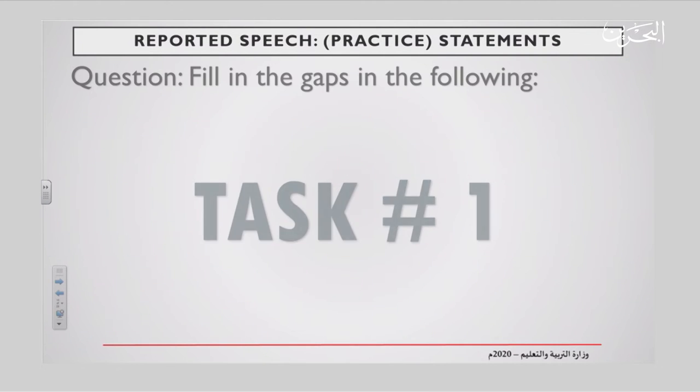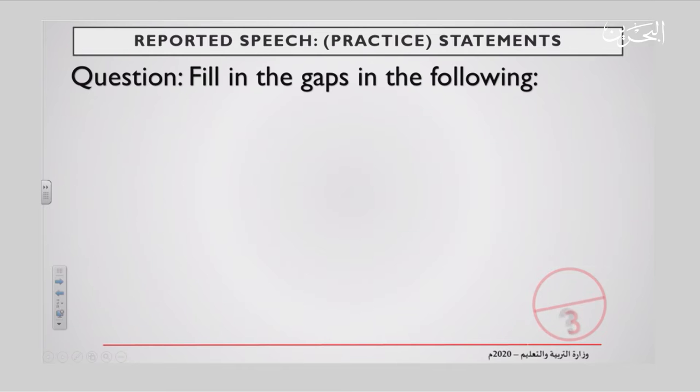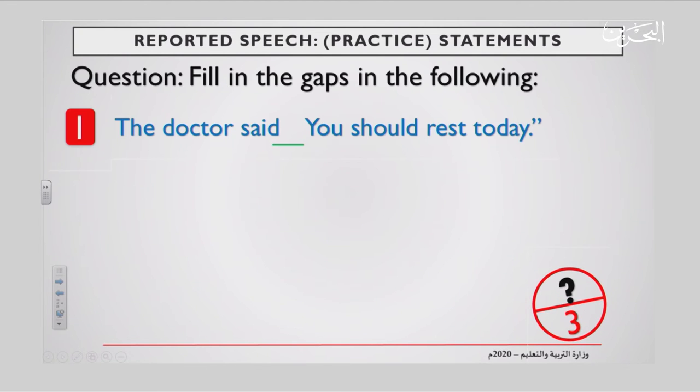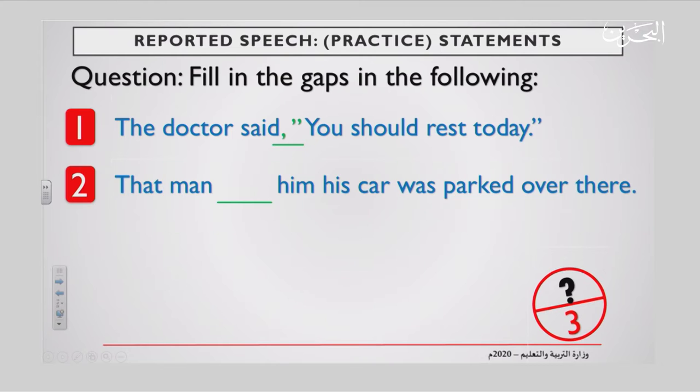Task number one. Fill in the gaps in the following. And you have a mark of three. Number one, the doctor said, and you have a gap, you should dress today. So what is missing in this? Have 5 quick seconds to answer it. All right, let's check the answer. The answer is comma and quotation mark. They are very important to form the reported speech.